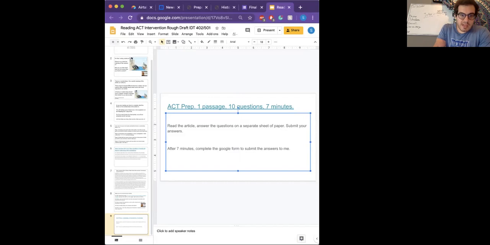So you'll do this, and then after 7 minutes, you're going to read the article, do the steps, and then answer the questions just on a separate sheet of paper. So it will look like this: 1, A, 2, B, 3, C, so on and so forth. And then after we're done with that 7 minutes, you'll get a link to the Google form here, and then you will just fill it in. This way I can check how you're doing with it.